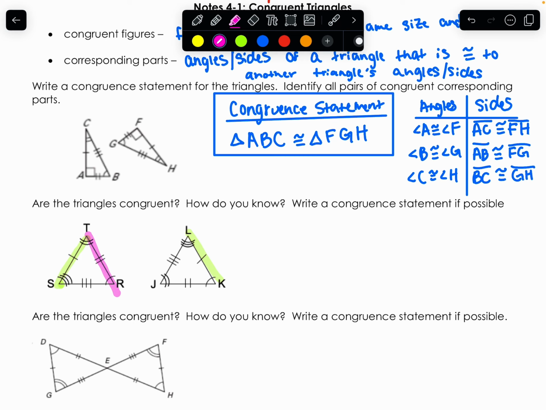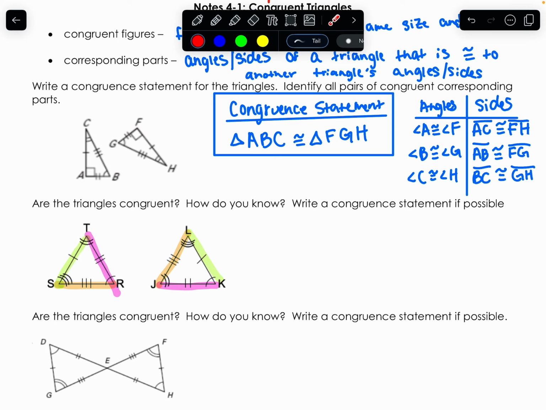TR matches up with KJ. And then SR, 3 tick marks, matches up with the 3 tick marks over here. All right, let's see if the angles are matching up. And I don't know if you already see an issue, but I see an issue right now.